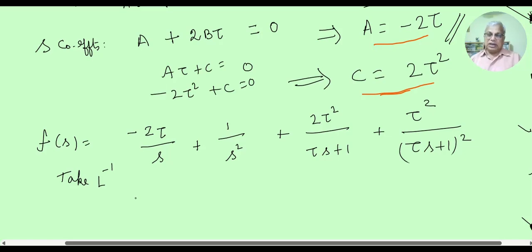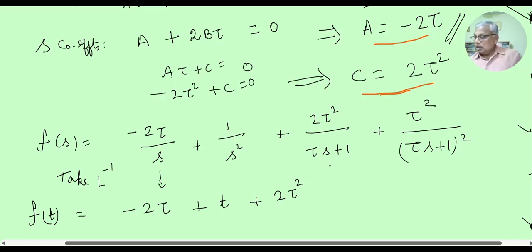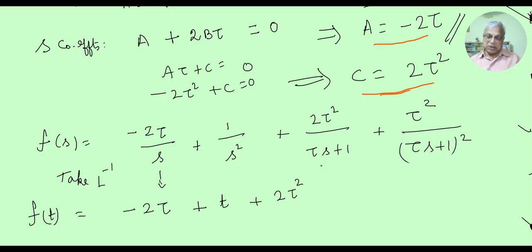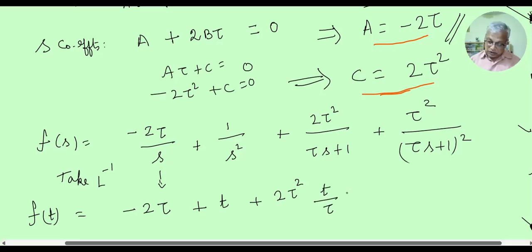Let me take the inverse Laplace of the whole equation. So we're going to get f(t) equal to, this is the 1 by S form, first term. So it is simply minus 2 tau, and inverse of 1 by S square is t, and 2 tau square times the inverse of 1 by tau S plus 1. We have seen in an earlier part, in part 13, the inverse of 1 by tau S plus 1 is 1 by tau into e power minus t by tau.